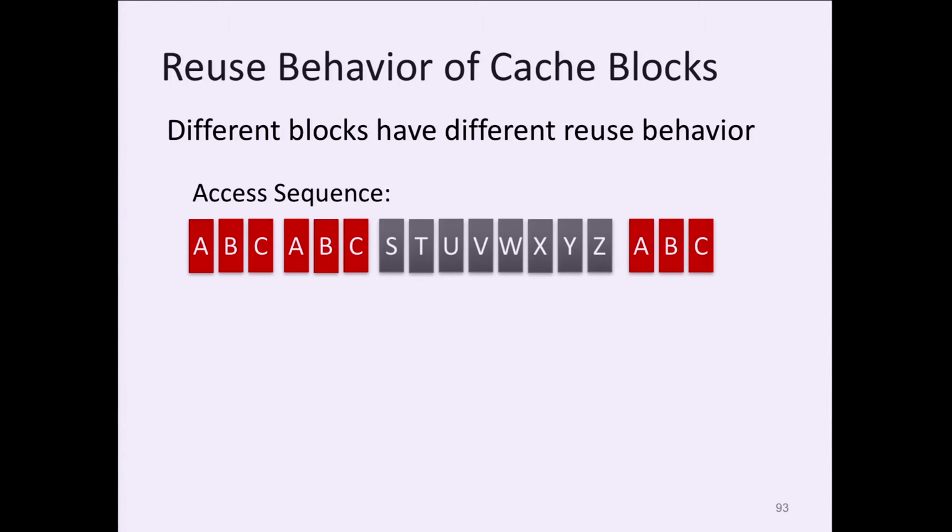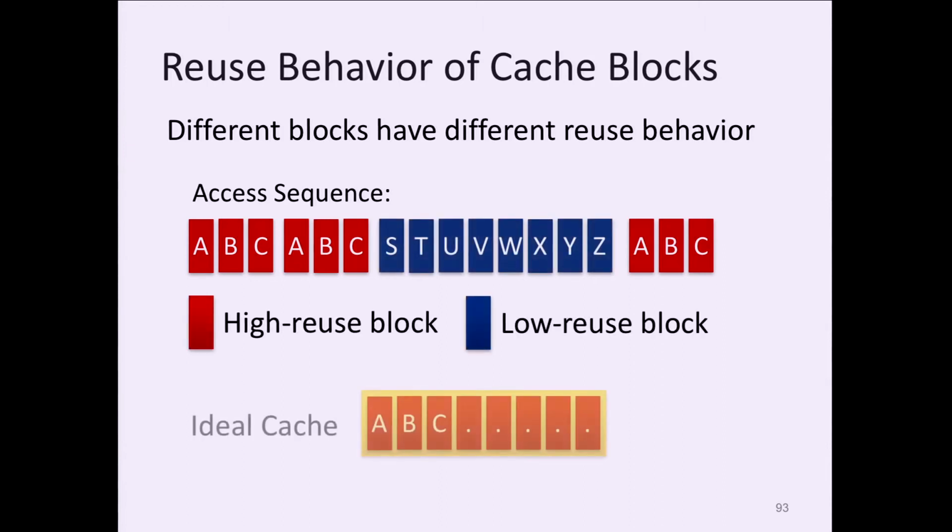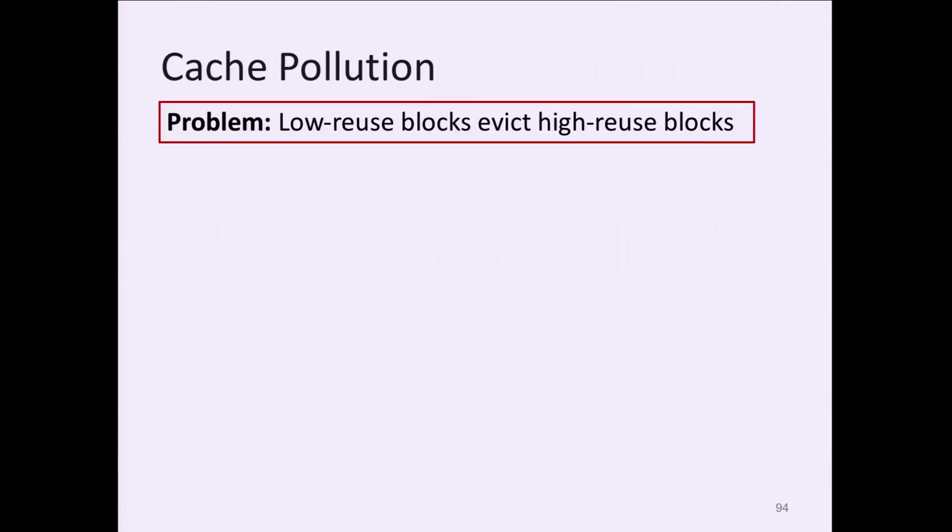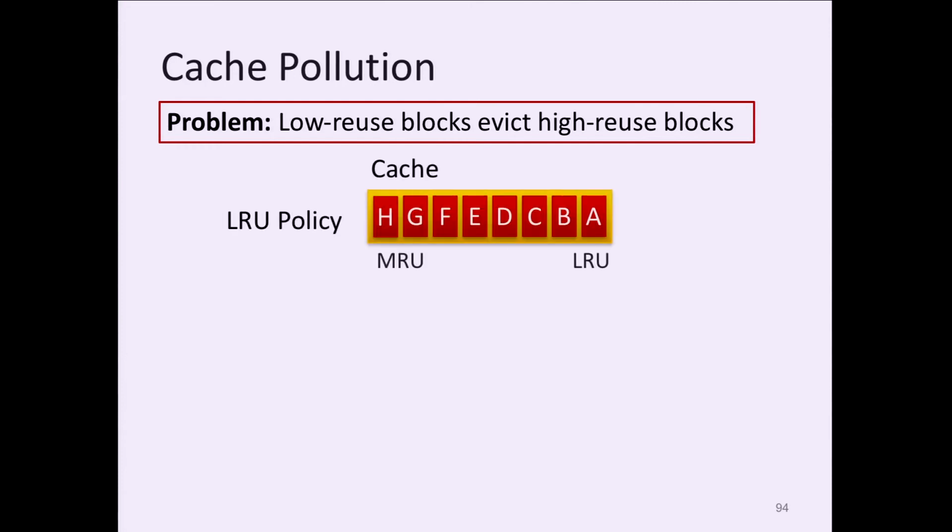For example, some blocks have high reuse, some blocks have low reuse, right? Ideally, we would like to distinguish between them and store only the high reuse blocks in the cache. And there are many ways of doing it. We've covered some ideas. We're going to look at a particular way. So there are two problems. One is cache pollution. This is defined as low reuse blocks evicting high reuse blocks. Basically, you're polluting the cache because you're not utilizing it well.